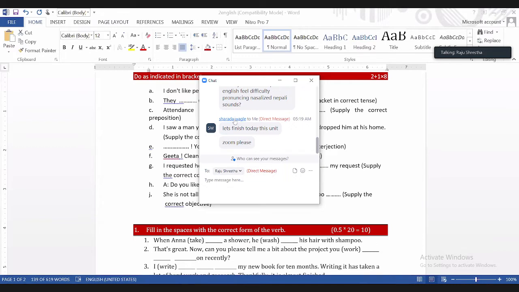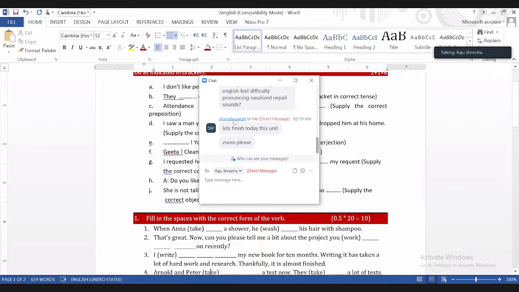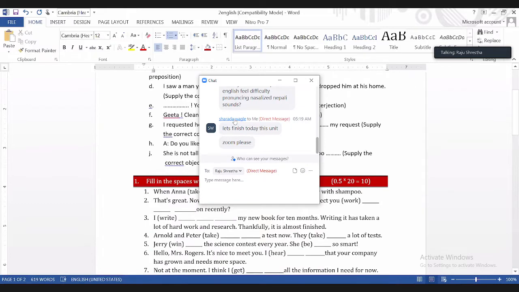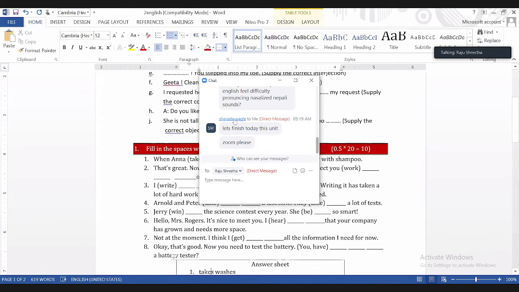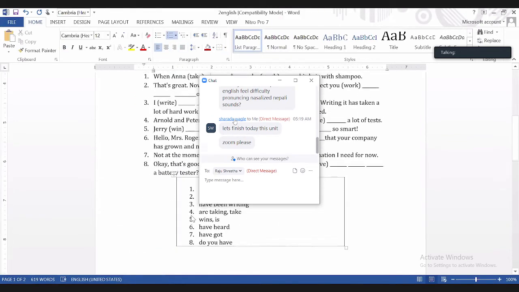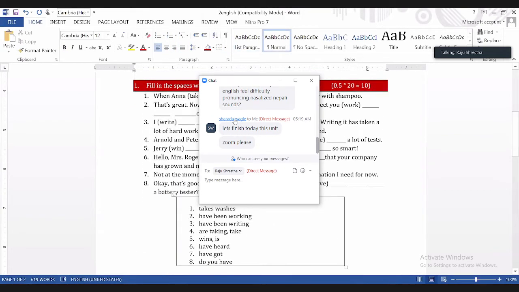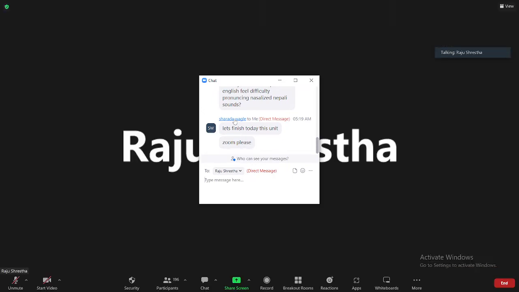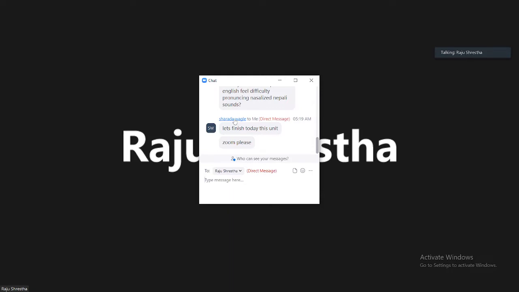So in this way we do, and this is just a sample I have put here. So when Anna take a shower, he wash his hair with shampoo. Here there is a mix of everything, a mix of tenses. Should answer is here, one can ask in this way. So prepare like this, let us prepare in this way, not just the rules.